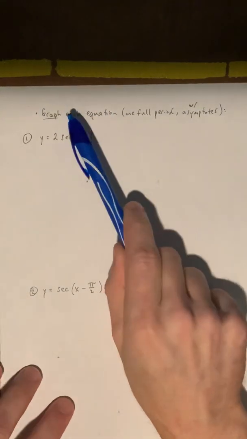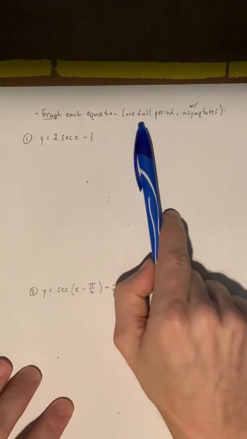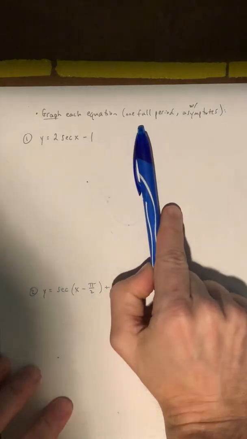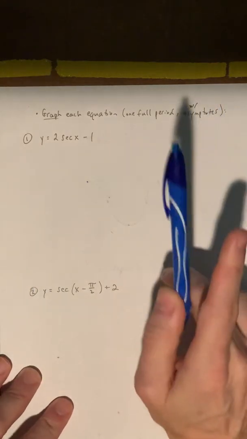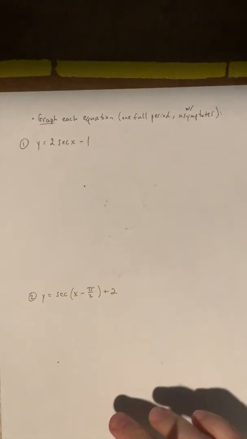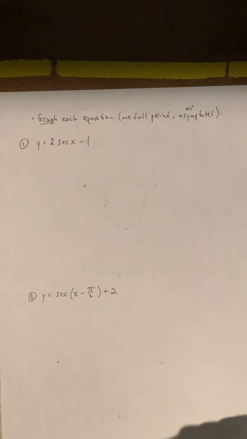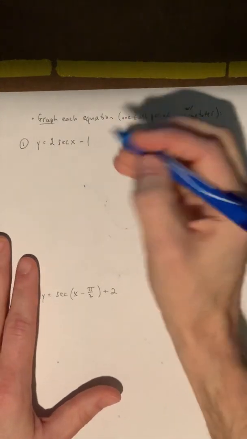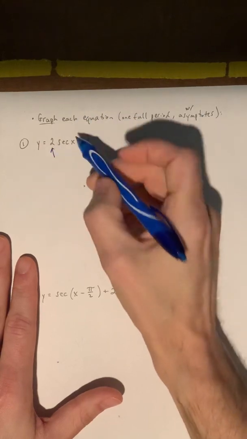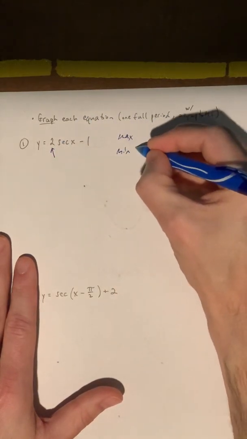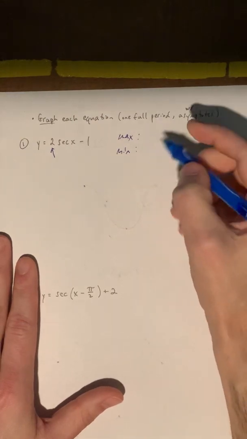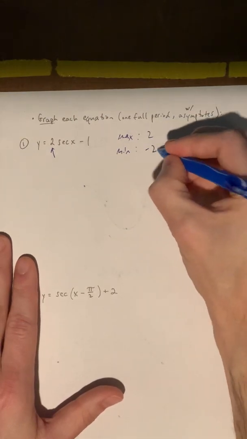All right, so we're going to graph this secant equation. We're going to graph one full period, and we're going to make sure we put the asymptotes and full points at our max and min, whatever they are. So we got two things going on here. That 2 in front is going to change your max and min from 1 and -1 to 2 and -2.